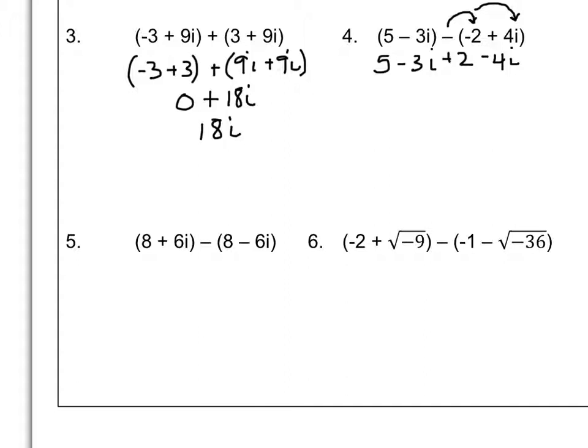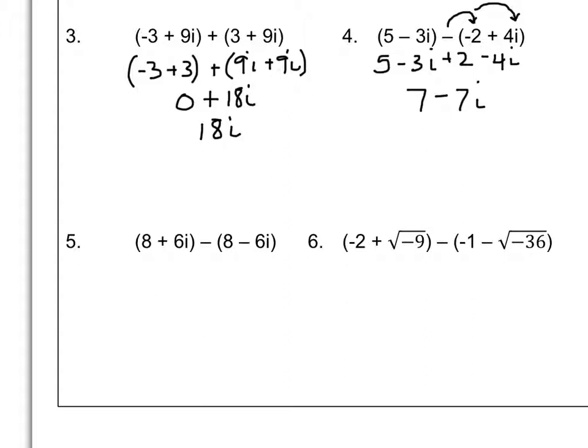All it does is change the signs on everything. Okay? So now I take my like terms. I've got 5 and positive 2. That's 7. And I've got negative 3i and negative 4i, and that is negative 7i. And again, I cannot do anything else because these are not like terms.